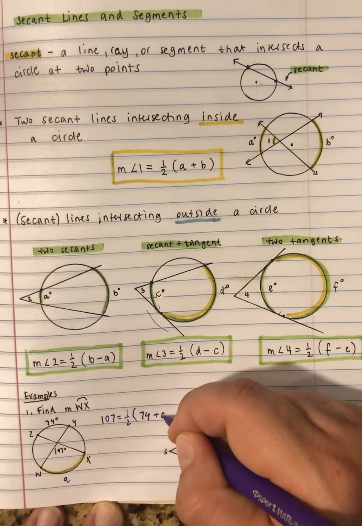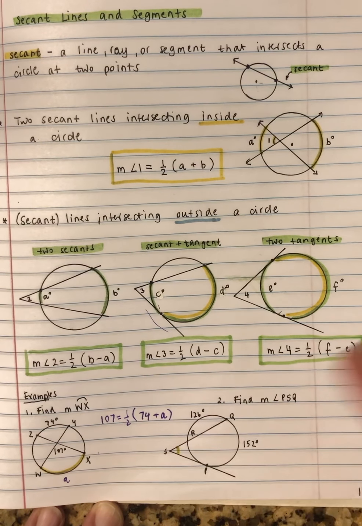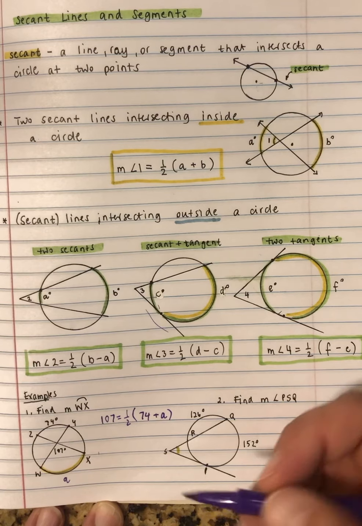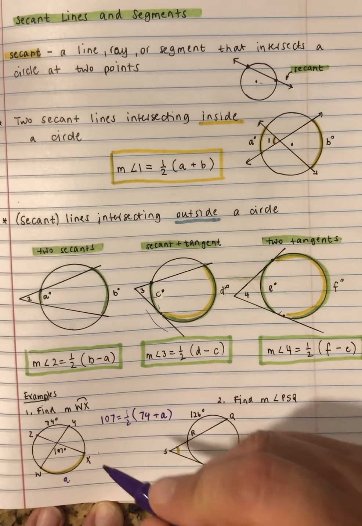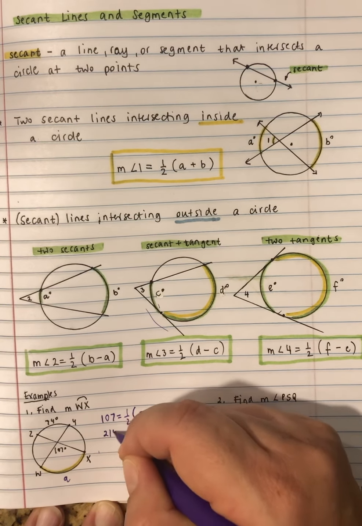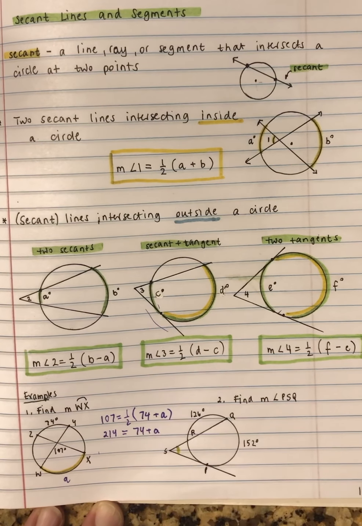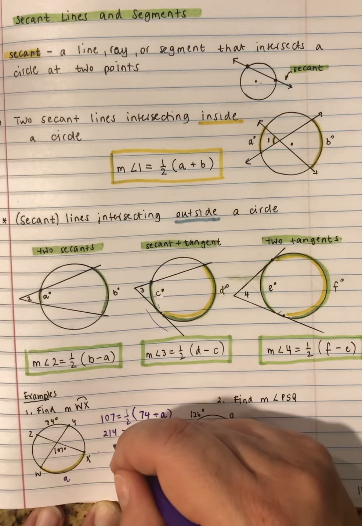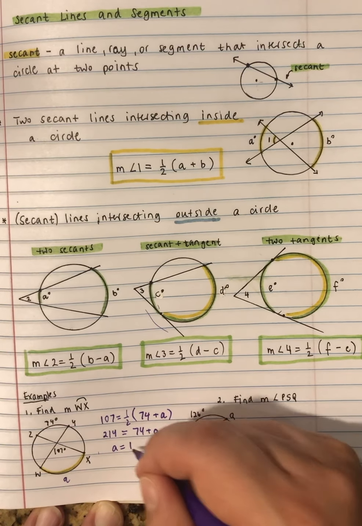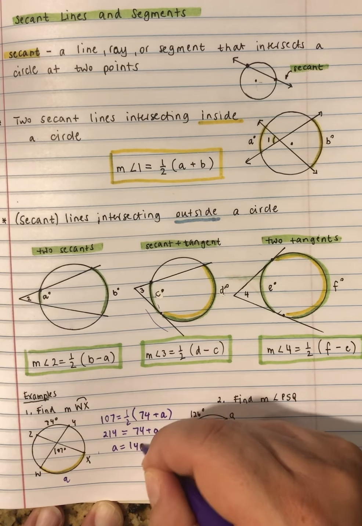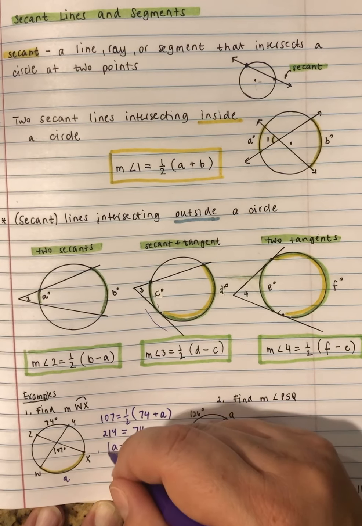So 74 plus A. Now the easiest way to solve it, I'm going to double everything, not to deal with fractions. So 107 times 2 is 214, which is equal to 74 plus A. Subtract 74 from both sides, and A is equal to 140 degrees.